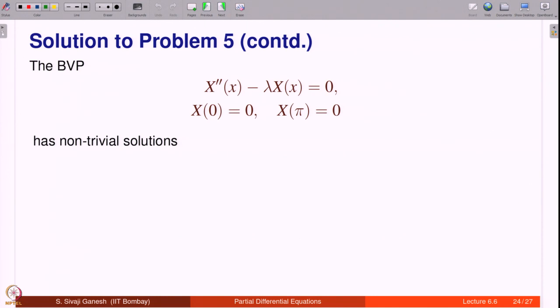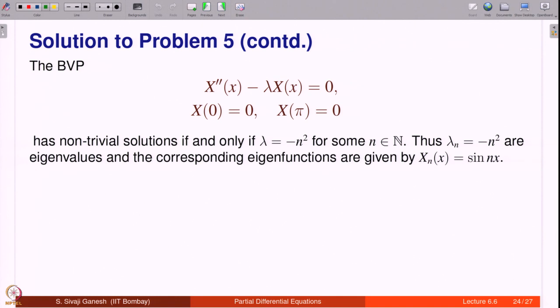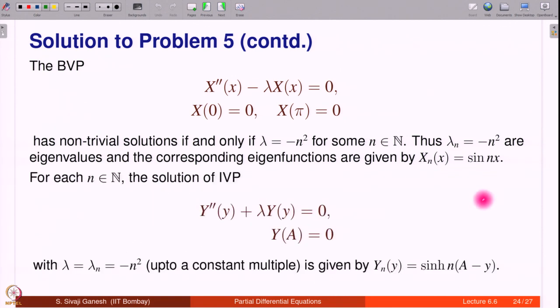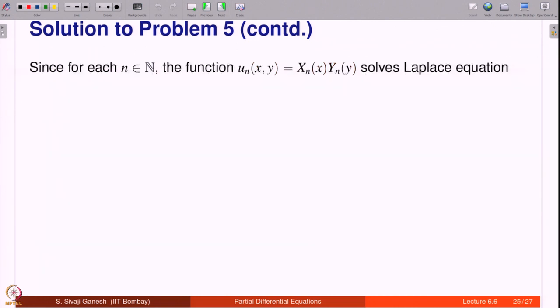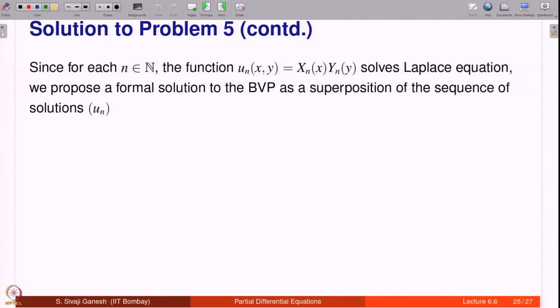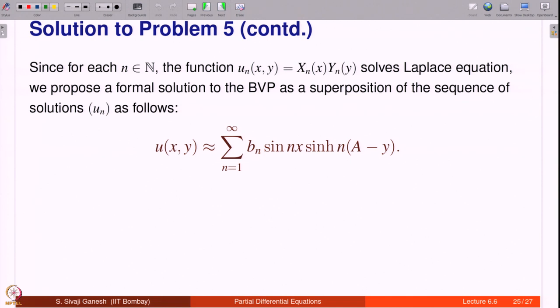So, this boundary value problem for X has non trivial solutions if and only if lambda equal to minus n square for some natural number. Therefore, lambda n equal to minus n square are eigenvalues and corresponding eigenfunctions are sin nx. Now, for each n you solve this problem for Y where lambda is equal to lambda n equal to minus n square. Solution is given by this up to a constant multiple. Now, for each n this product X n of x into Y n of y solves the Laplace equation. So, therefore, we propose a formal solution to the boundary value problem as a superposition of u n's like this.